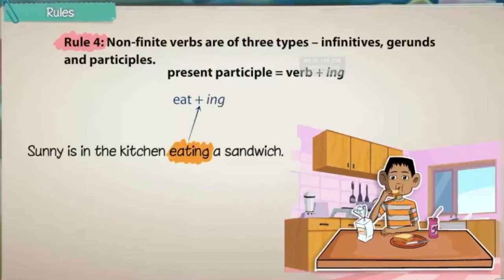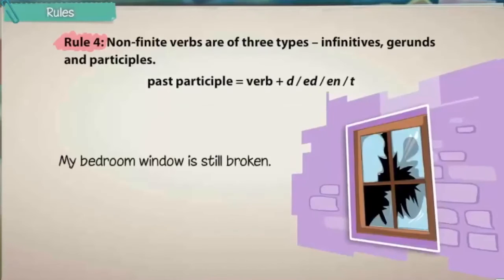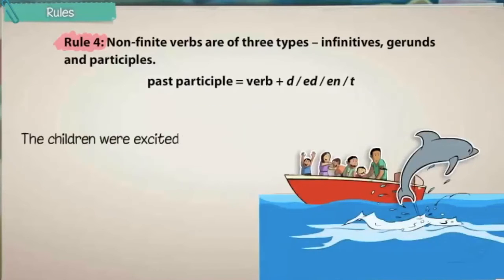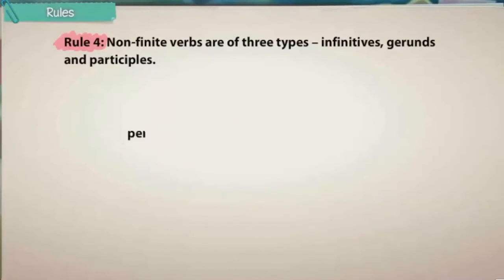Past participle. Verb plus d or ed or en or t. My bedroom window is still broken. Broken is a past participle. The children were excited when they saw a dolphin. Excited, past participle. Then we talk about the perfect participle.